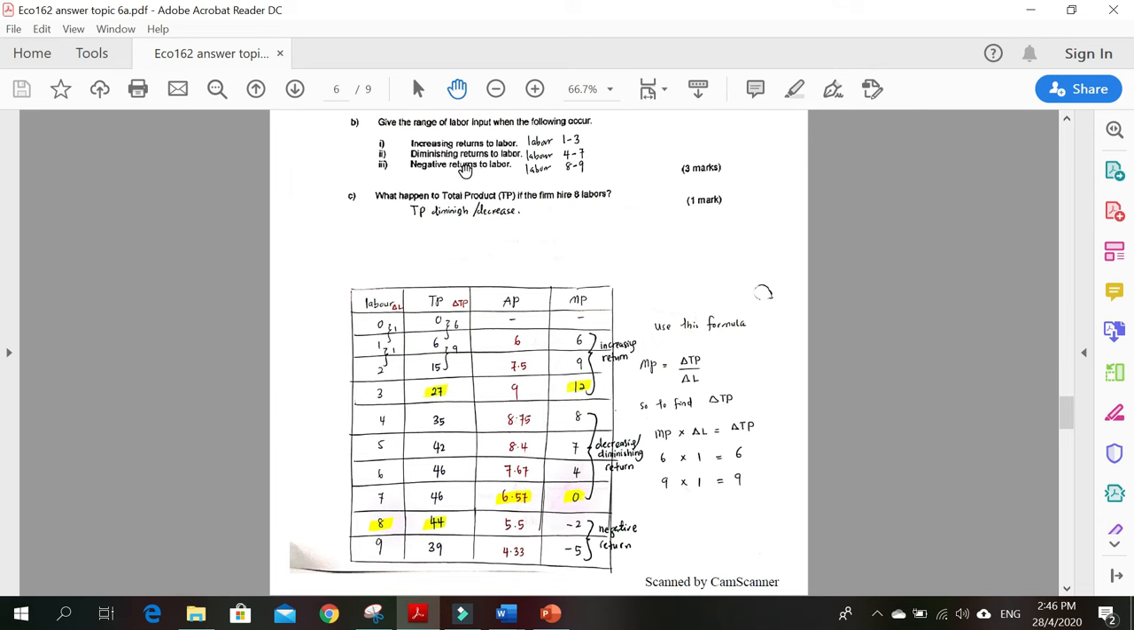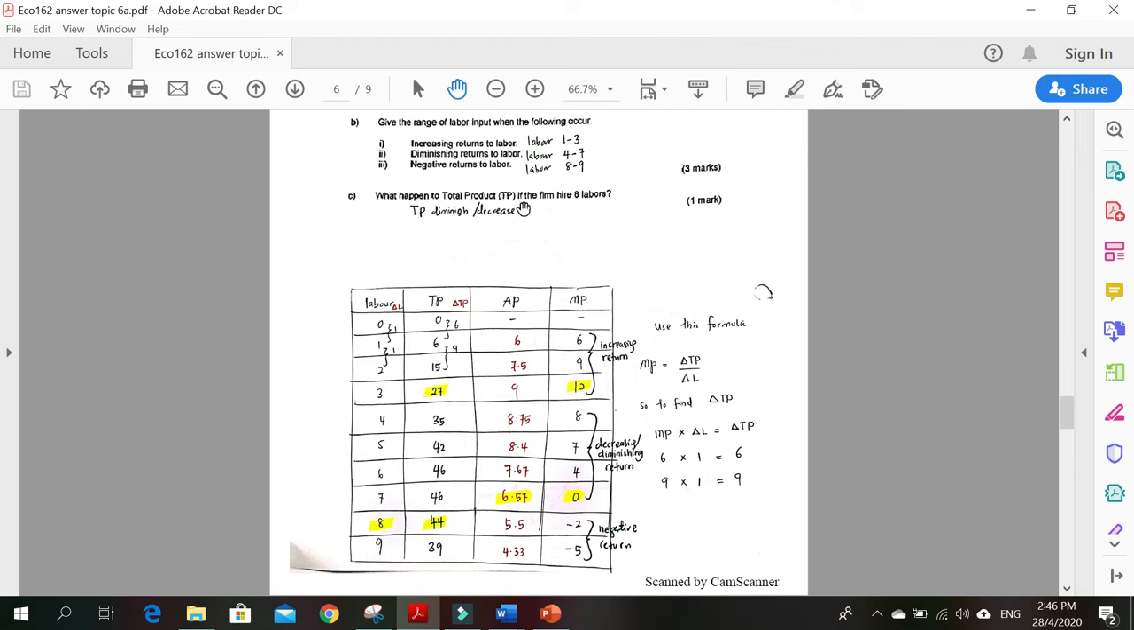And the last one, bila berlakunya negative return to labor. Negative return to labor berlaku bila MP kita negatif. Masa tu masa negatif 2 dan negatif 5. Labor yang ke-8 dan juga 9. So from labor 8 to 9.